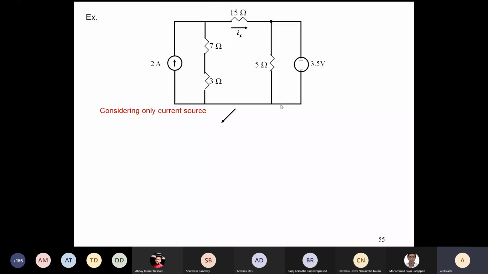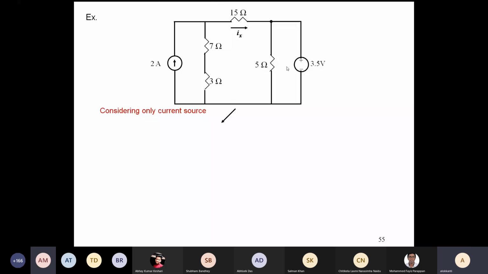So a short circuit, how much resistance is it? Zero. So what will happen if there is a short circuit here? The 5 ohm resistance is shorted. Shorted across 5 means what? Zero voltage across it, so no current will pass through it. Short circuit means zero resistance value. So we can remove the 5 ohm. Zero parallel equivalent with 5 will give you how much?